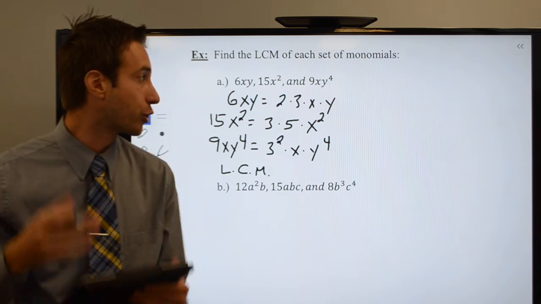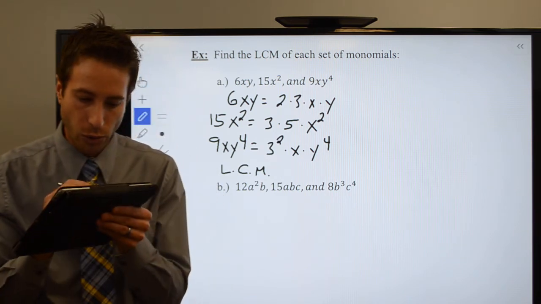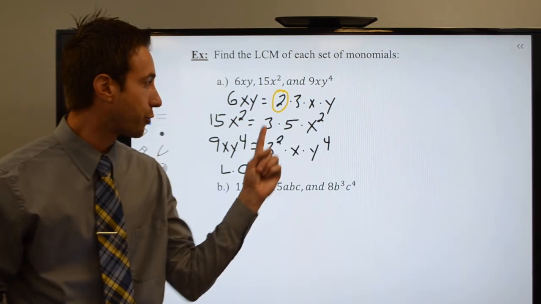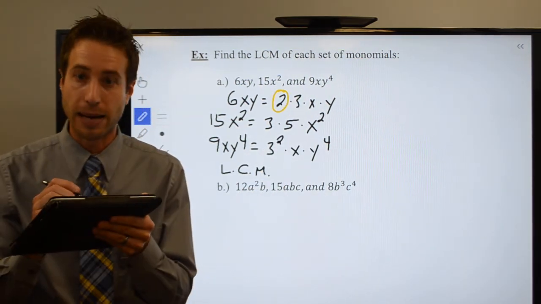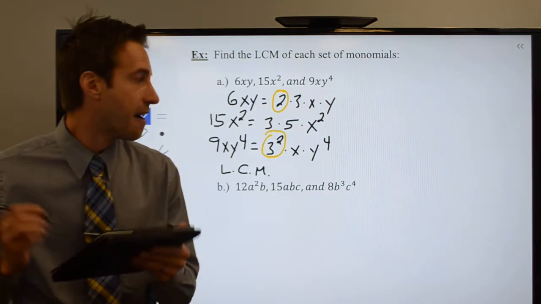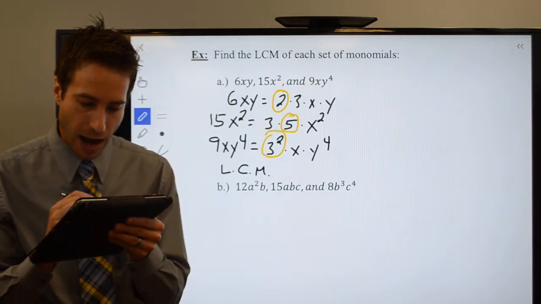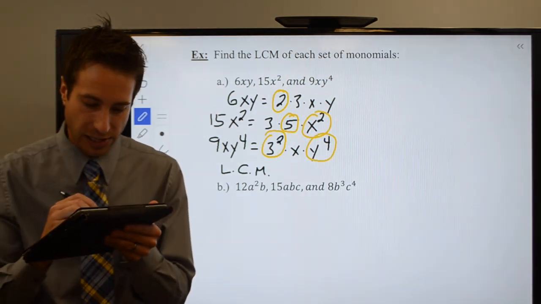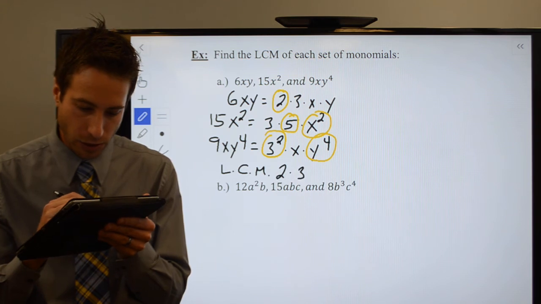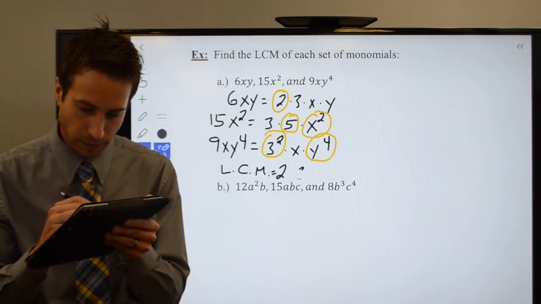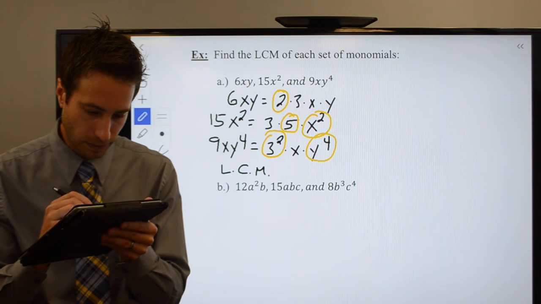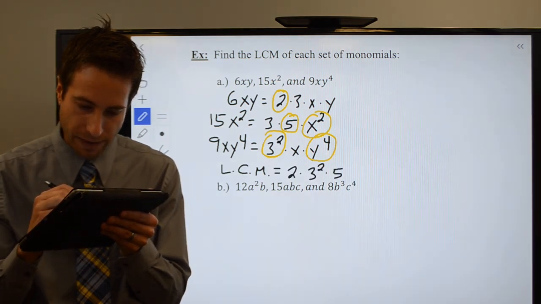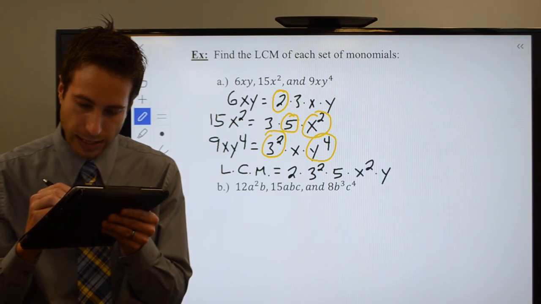My LCM. Well, keep each factor the greatest number of times it appears. 2 only shows up once, so there it is. 3 shows up all 3 times. 3, 3, 3. I keep it the greatest number of times it appears. That's 3 squared. 5 only shows up once. X squared, that's the biggest one. Y to the 4th. So here we go. My LCM equals 2 times 3 squared times 5 times x squared times y to the 4th.